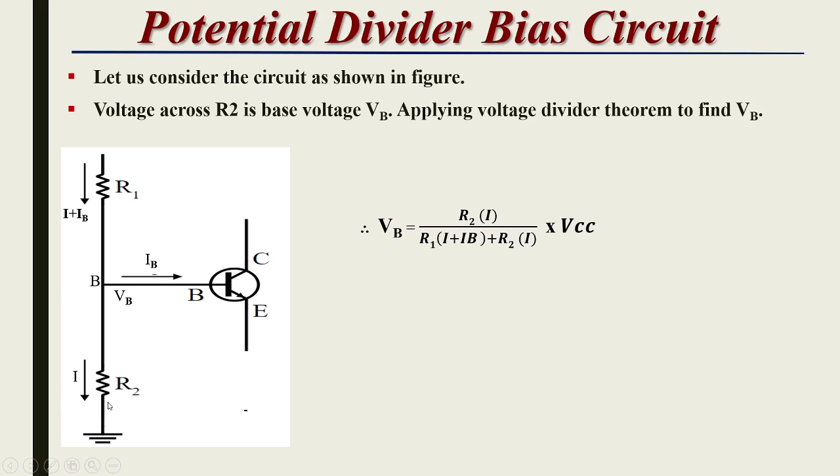And the voltage drop across this resistor R2, according to Ohm's law, is V equal to IR. So here it is R2 and the current flowing through this resistor is I. So the voltage drop across R2 is R2 into I. Similarly, for R1, the voltage drop across R1 is R1 into (I plus IB), plus R2 into I, which equals VCC, the input voltage applied to this circuit. After rearranging this equation, we get VB equal to R2 upon R1 plus R2 into VCC. So using this equation, we can calculate the input voltage VB.